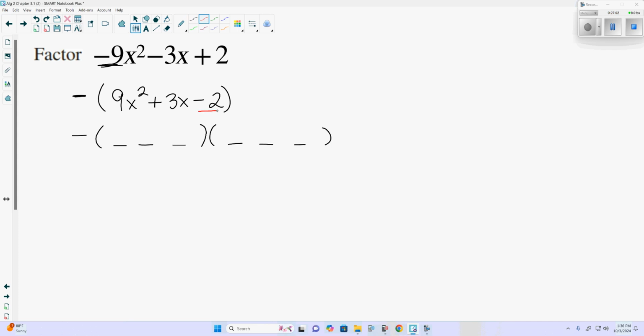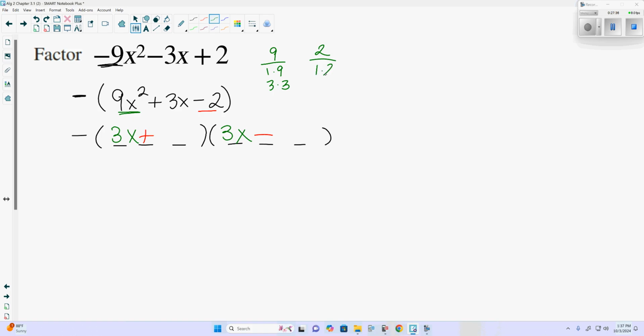Since the third term is negative, our signs are opposite. Factors for the first term, factors of 9x squared. With x squared, we'll have x and x. Our factors of 9, we have 1 and 9 or 3 and 3. Which one do we want to try first? 1 and 9 or 3 and 3? Sure, we'll do 3 and 3.